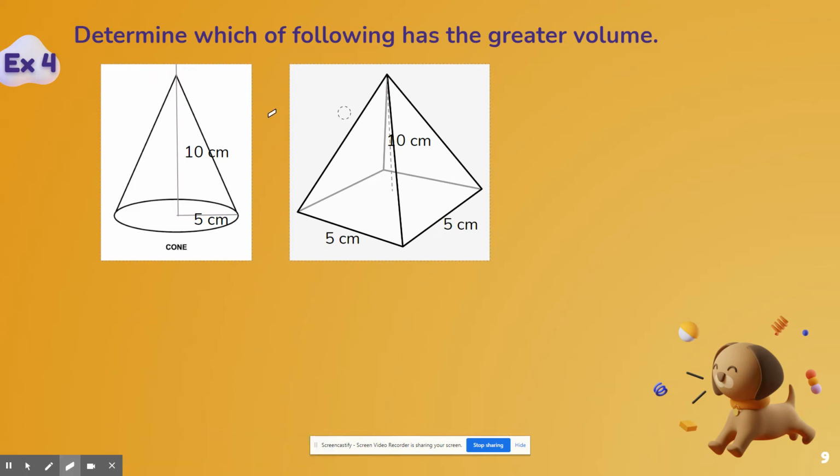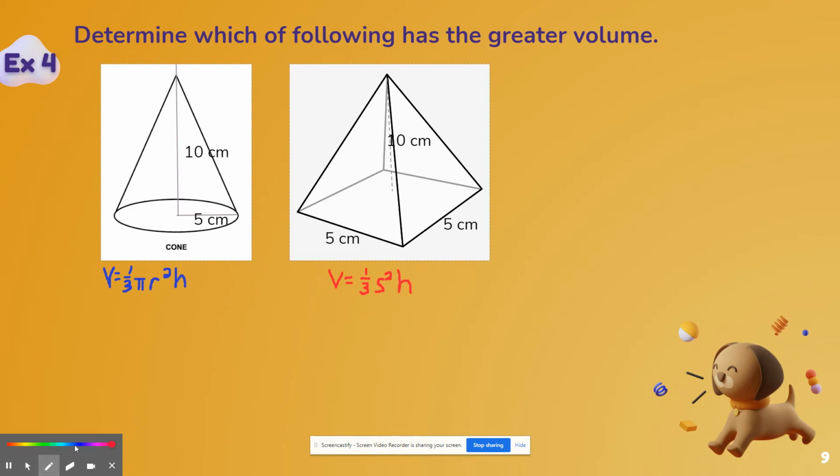So we're going to determine which one of the volumes is greater on this. All we're going to do is solve. So volume for this is equal to 1/3 times pi times the radius squared times the height. The volume for this is 1/3 times the side squared times the height.